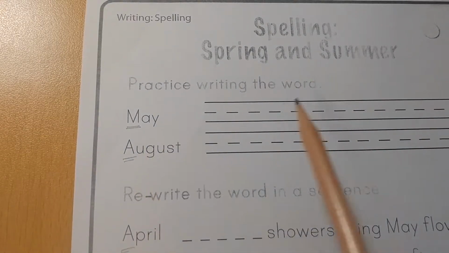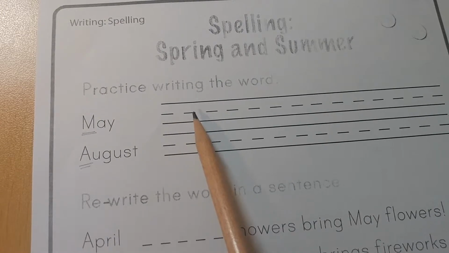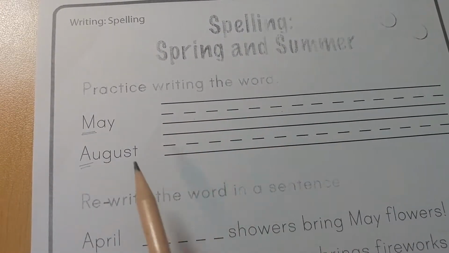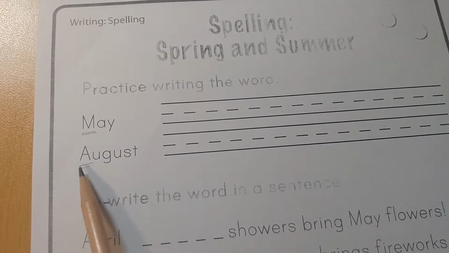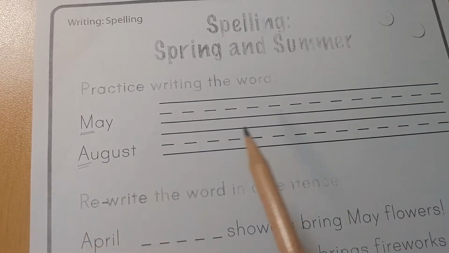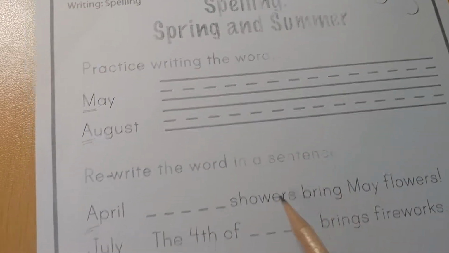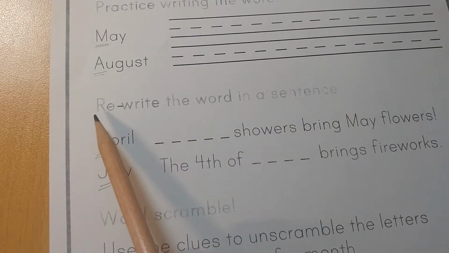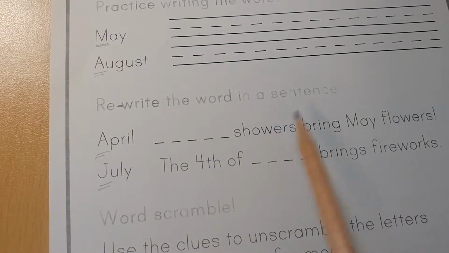Okay, so what month is that? That's right, it's May. And we have a whole long line to write it. But just write it 2 times. 1, 2. What month is it? That's right, it's this month. August. So let's just write it 1 time. August. The next activity you have to rewrite, which means write again the words in a sentence.